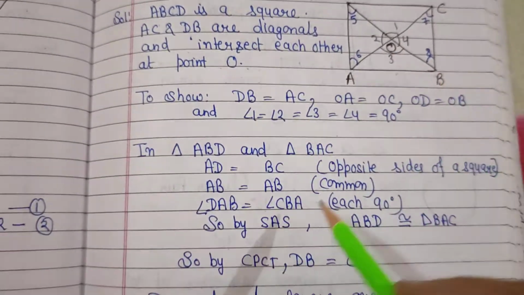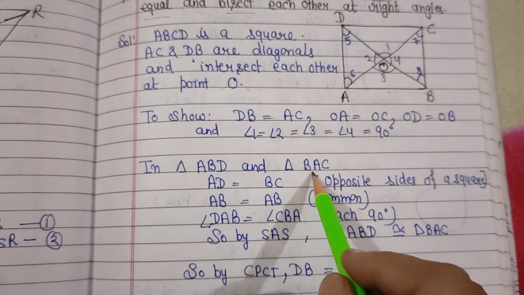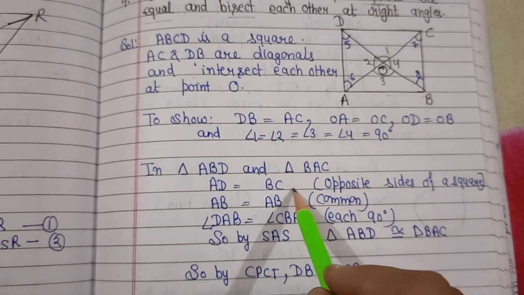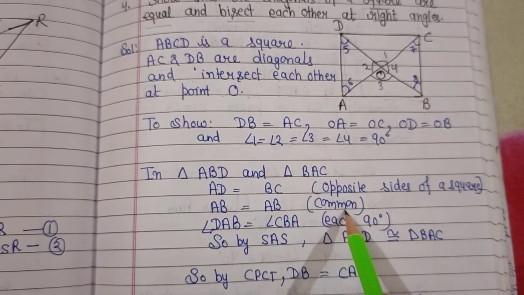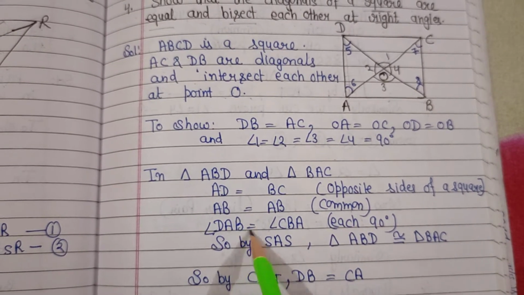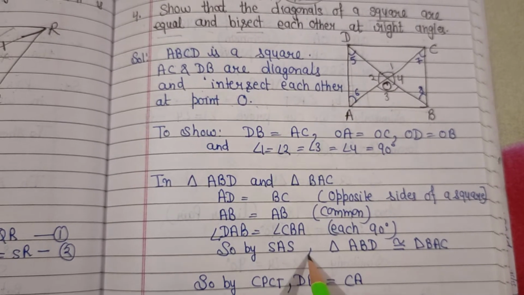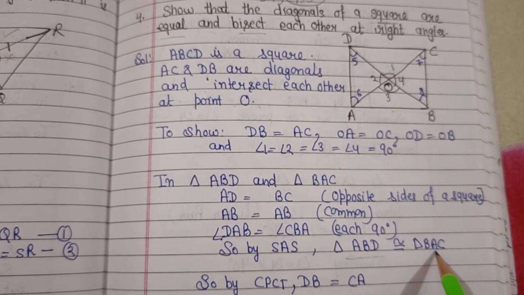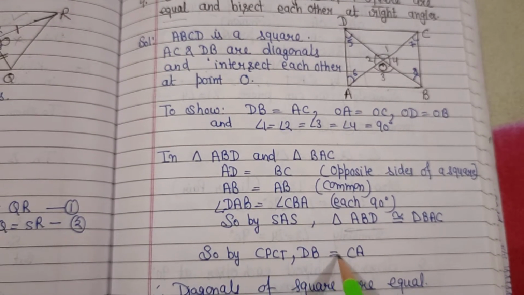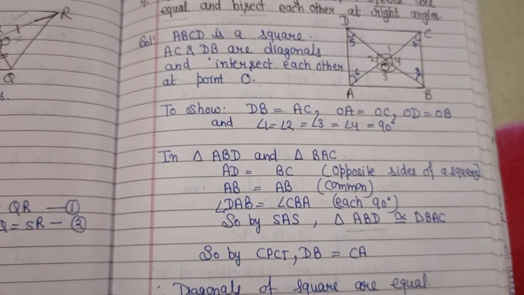to DB. I have written all these here, that in triangle ABD and triangle BAC, AD is equal to BC, opposite sides of the square, and AB is equal to AB, that is common. Angle DAB is equal to angle CBA, each 90 degrees. So by side angle side criteria, triangle ABD is congruent with triangle BAC. So by CPCT, DB is equal to CA. It means the diagonals of the square are equal.